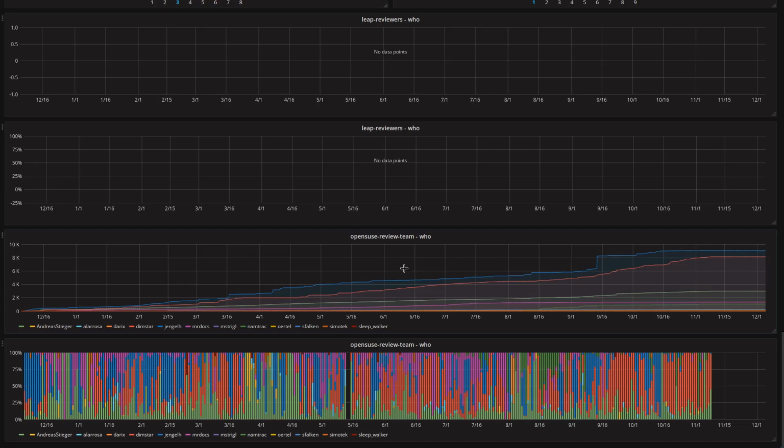The openSUSE review team reviews, you can tell who's doing the majority of those. So you can see it's just a couple of users that are doing the majority of them, but a lot more people involved in that, as one would expect, than say the lead reviewers.